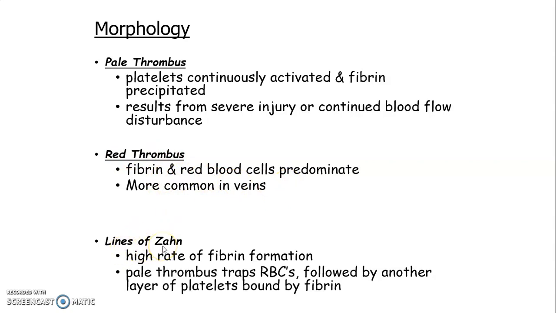Line of Zahn: there is a high rate of fibrin formation. Pale thrombus traps the RBCs, followed by another layer of platelets bound by fibrin.